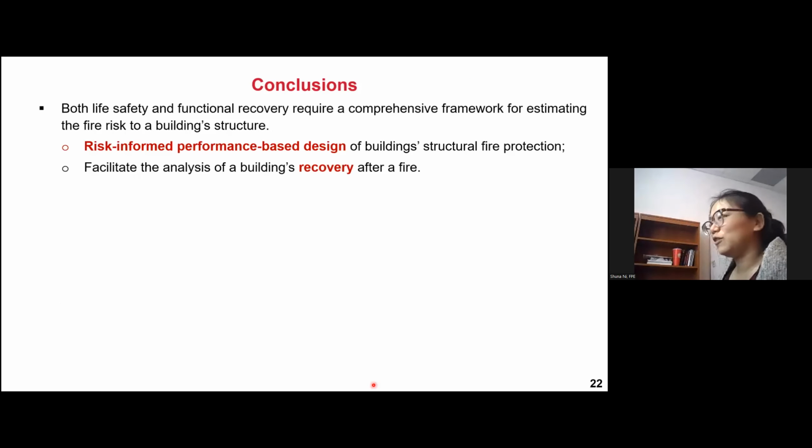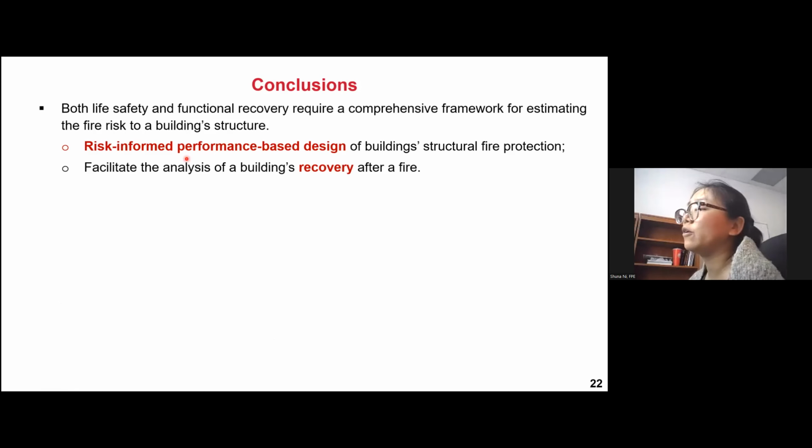So here's the conclusion. Both life safety and function require a comprehensive framework for estimating the fire risk to a building's structure. So what we did is we developed a framework. For one thing, such a framework provides an approach for risk-informed performance-based design of building structural fire protection, and it will also facilitate the analysis of the building's recovery after the fire.